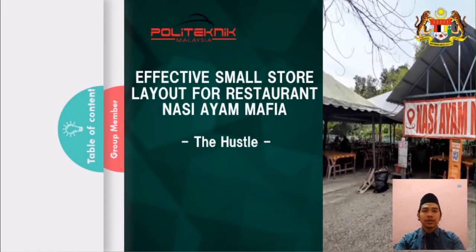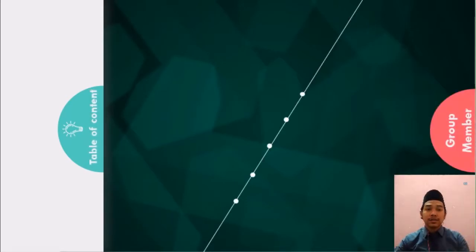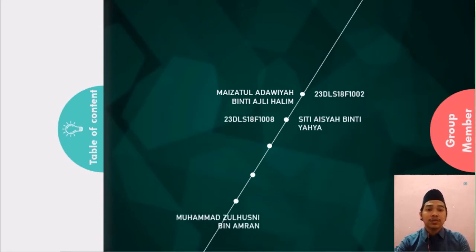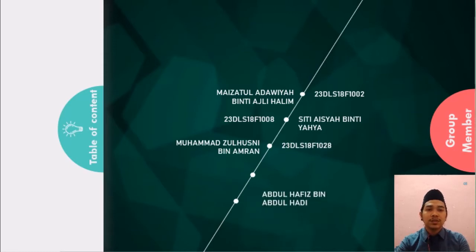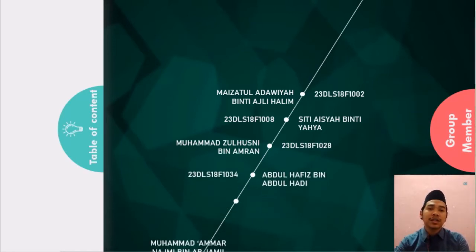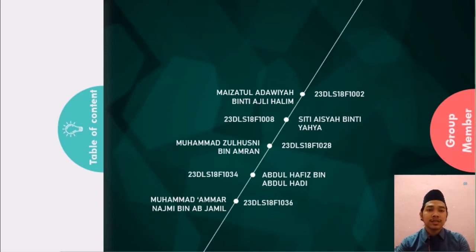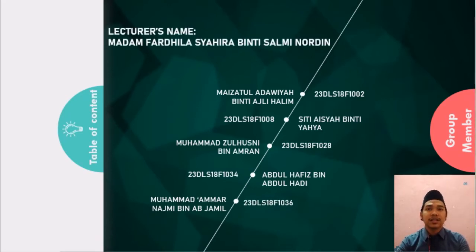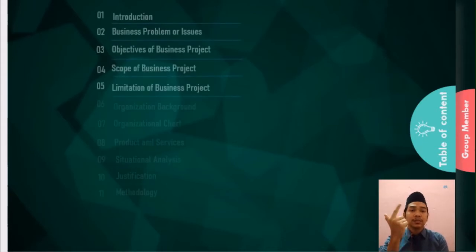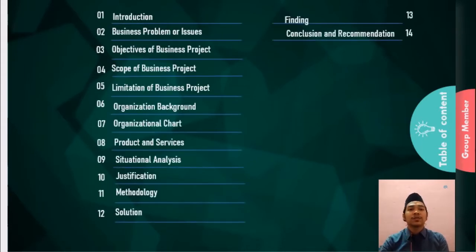Hi and Assalamualaikum. The name of this project is Effective Small Store Layout for the restaurant Nasi Ayam Mafia by The Hustle. This group consists of 5 members: Mazatul Adawiyah 1002, Siti Aisyah 1008, Muhammad Zulusni 1028, Abdul Hafiz 1034 and Muhammad Aman Nazmi 1036. The supervisor of this project is Madam Fadila Shahira binti Salmi Nordin. This video has 12 contents that include chapter 1, chapter 2, chapter 3 and chapter 4.